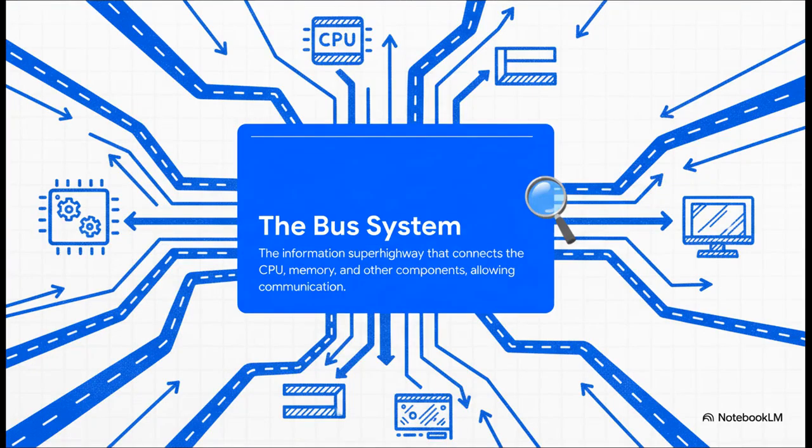And the key to this connection is something called the bus system. Seriously, just think of it as a network of superhighways running through your computer. It's the physical road that lets the CPU send instructions to your memory and lets your graphics card get the data it needs to draw what you see on the screen. Without the bus, all the parts would just be sitting there, isolated and totally useless.